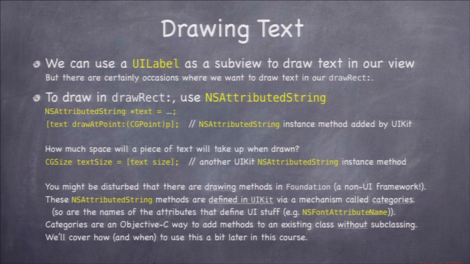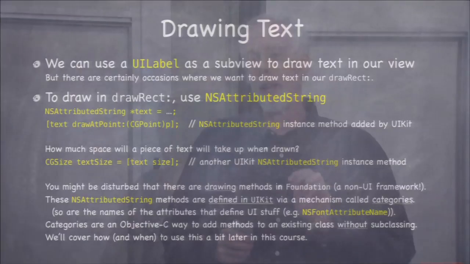You can also find out how big that text is going to be, how much space it's going to take, by sending size to the attributed string, and it'll tell you how big it is. Now, you might be a little disturbed by this and think, whoa, attributed string is not really a UIKit thing. All the properties inside usually are, but it itself is not. And that's true. UIKit actually adds these methods, draw at point and size, and a few other ones. It adds them, even though it's in a completely different framework, using a mechanism in Objective-C where you can add methods to classes without subclassing them. It's called categories. Talk about Wild West. That's why I don't show you until about halfway through, because this mechanism can be abused.